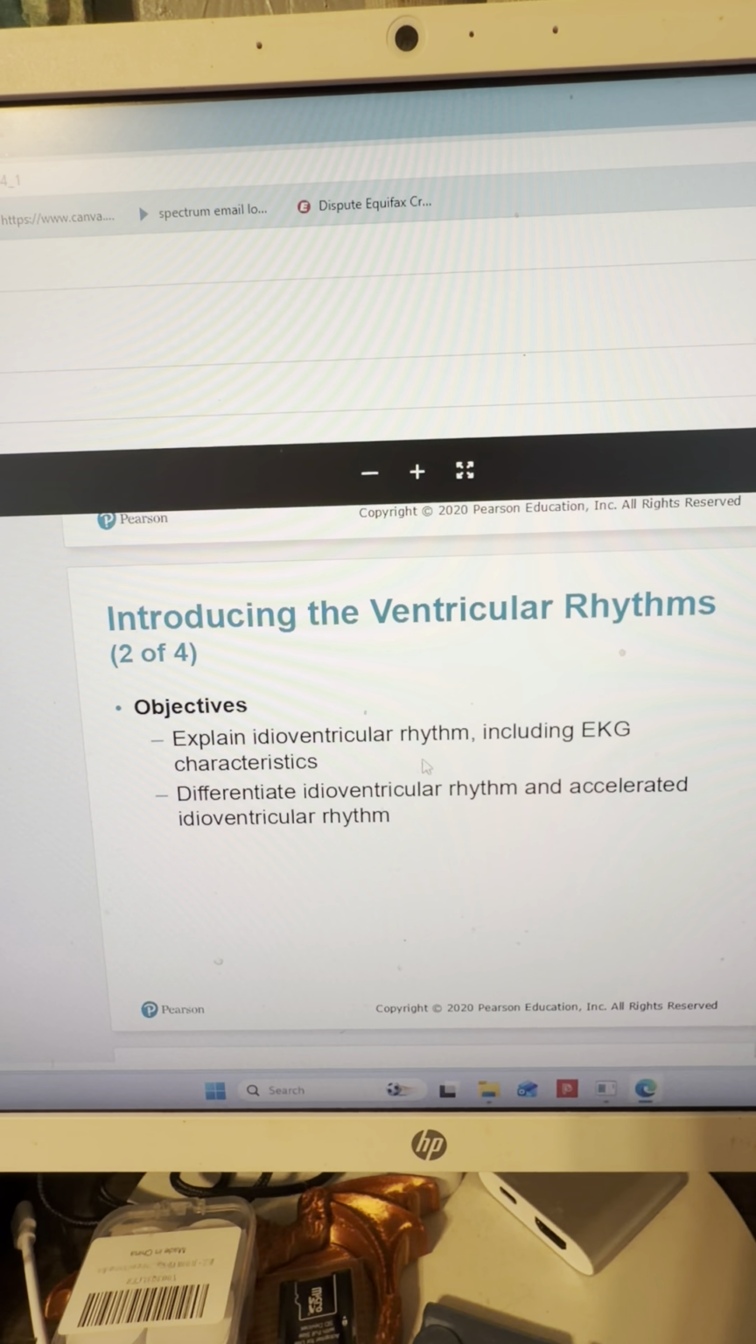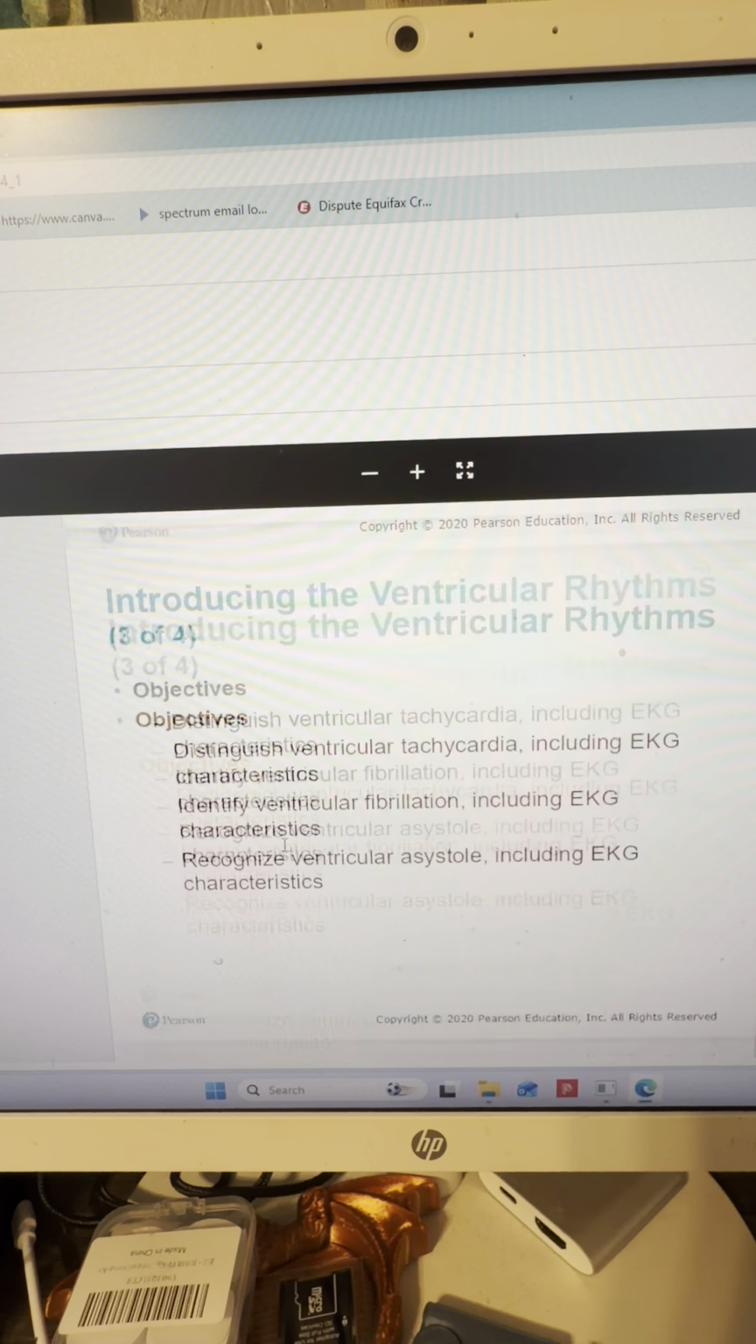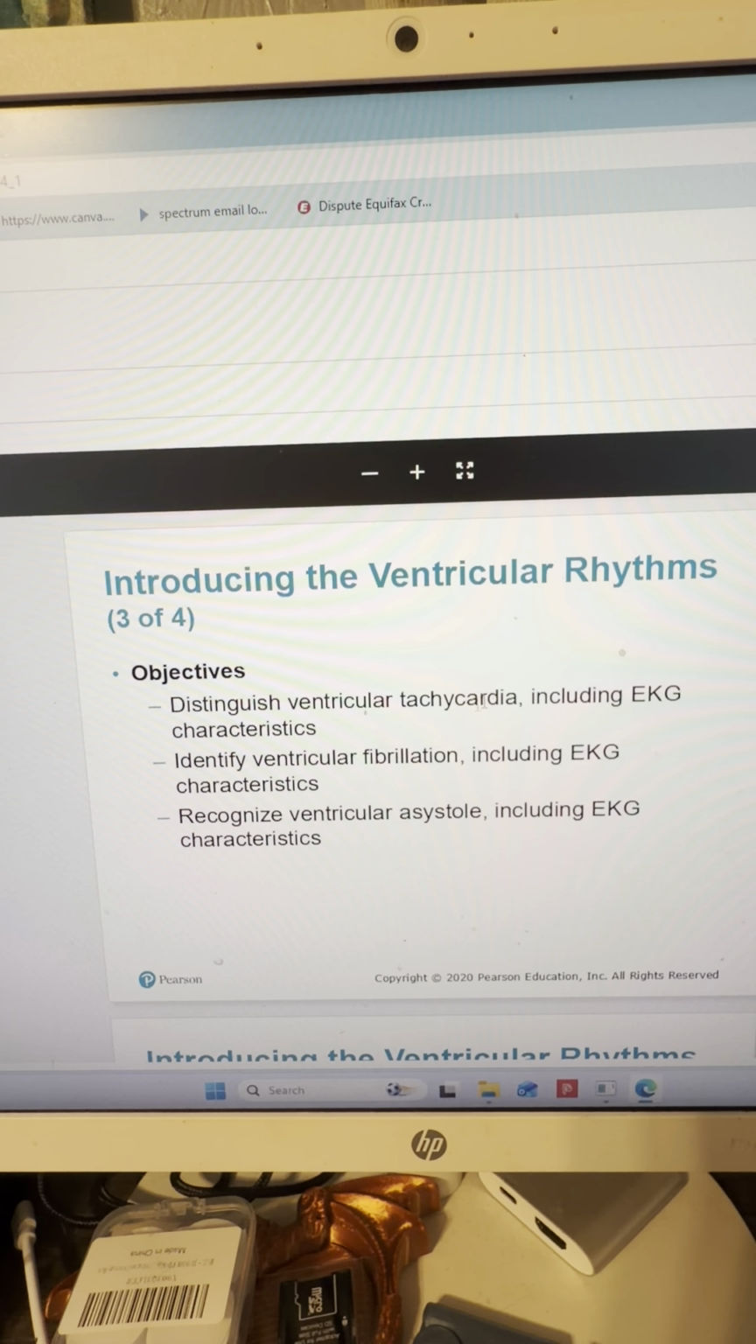We're going to explain idioventricular rhythms, and idio means I don't know, and ventricle means from the ventricle. So I don't know where they come from in the ventricles and what those look like on an EKG. We're going to differentiate between idioventricular and accelerated. We're going to look at VTach and what it looks like on an EKG, VFib, and ventricular asystole.